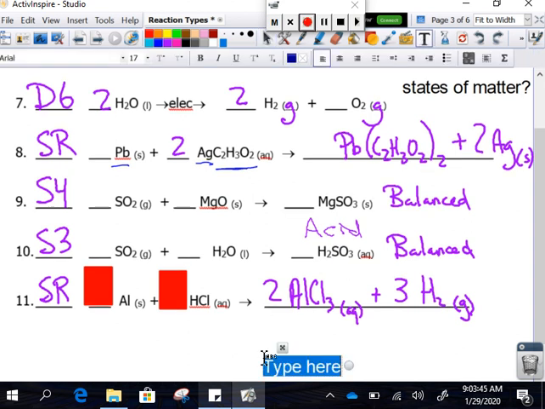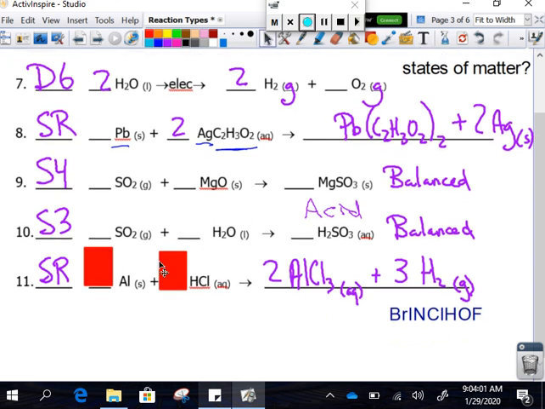When hydrogen's by itself, it follows this rule which we've talked about a couple of times. It is what we call a Brinkelhoff. If hydrogen is alone, like it is right now, not in a compound, it automatically doubles up. And then we have to balance the equation.